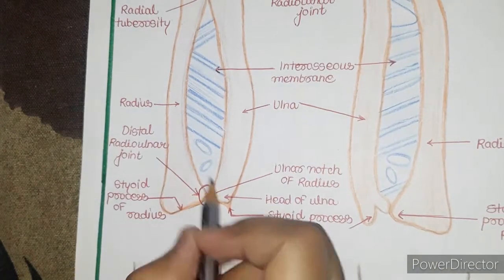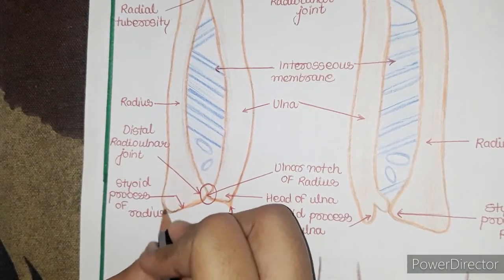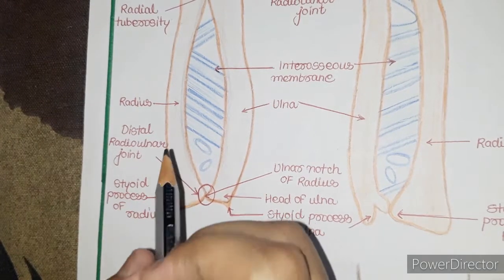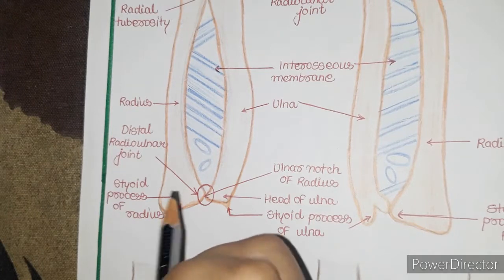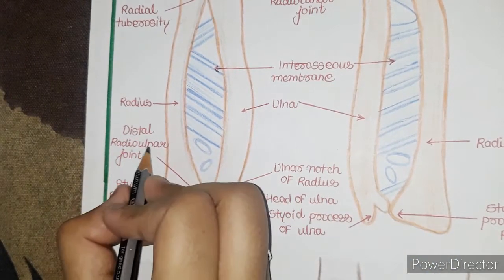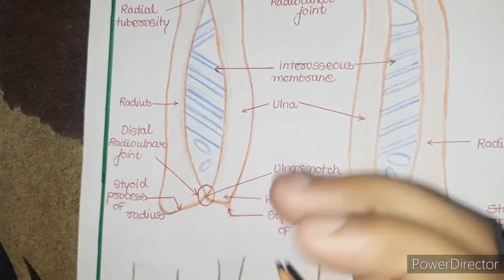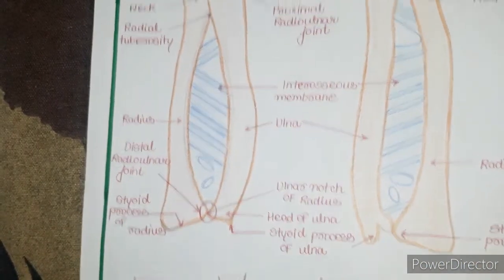This is the lower end of the radius. On the lateral side we have styloid process, this one. Okay, on the lateral side, as radius is the lateral bone, so it has styloid process on the lateral side itself. Okay, and this is the joint here which is known as the distal radio ulnar joint. Distal means lower end पे joint है, तो हम इसको क्या बोलेंगे, distal radio ulnar joint.